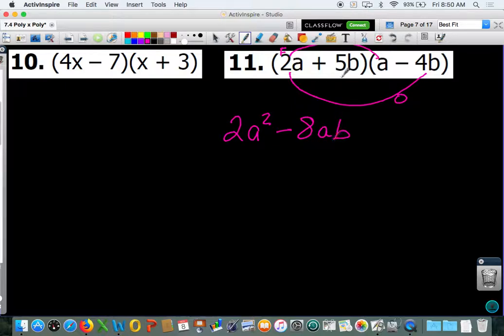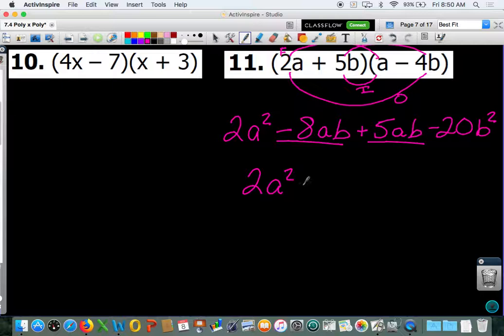My I, 5b times a, will give me plus 5ab. Remember, your variables need to be in alphabetical order, so just flip those around. That's my I. And my L, 5b times negative 4 gives you negative 20b squared. Combine your like terms, negative 8ab plus 5ab. So, your answer, 2a squared minus 3ab minus 20b squared.